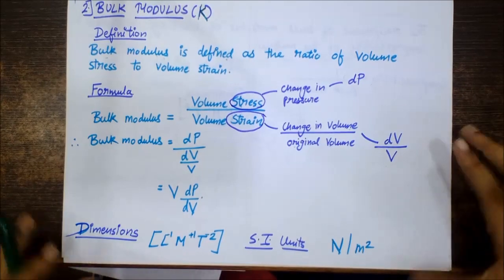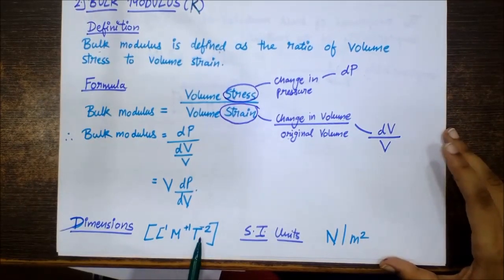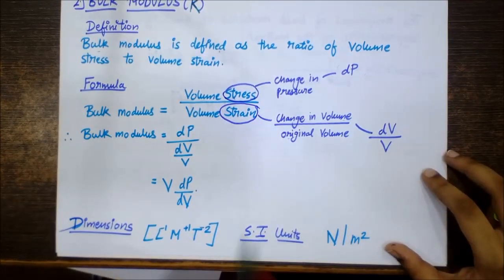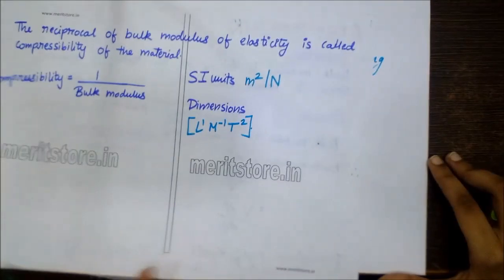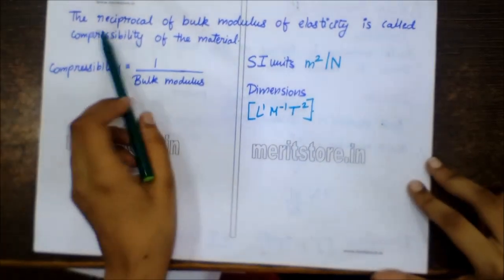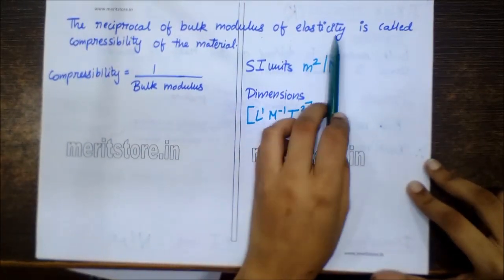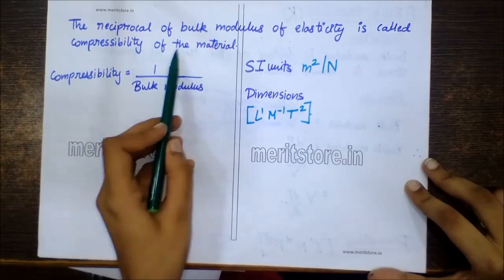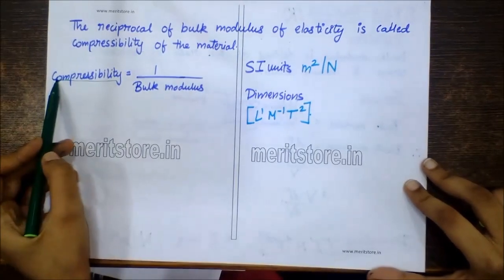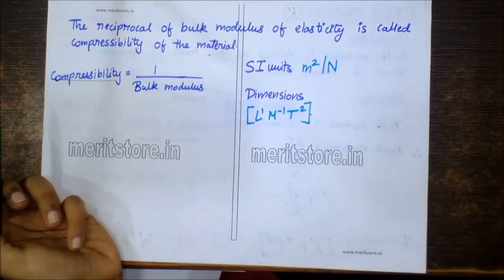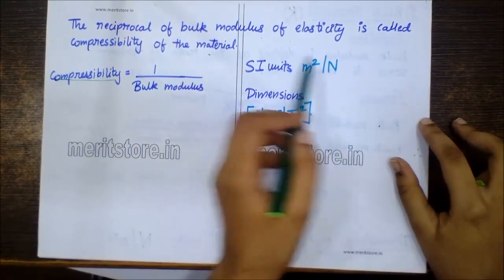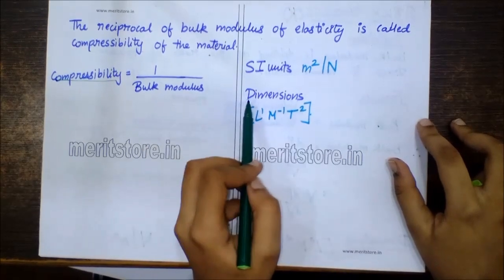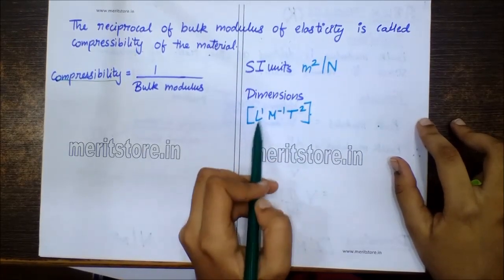The dimensions are the same, L^-1 M^1 T^-2, because the SI units are also the same, Newton per meter square. The reciprocal of Bulk's modulus of elasticity is called the compressibility of the material. Compressibility of a material is what? 1 upon Bulk's modulus. So the SI units will be completely reciprocated, that is meter square upon Newton, and the dimensions will be the opposite, L^1 M^-1 T^2.